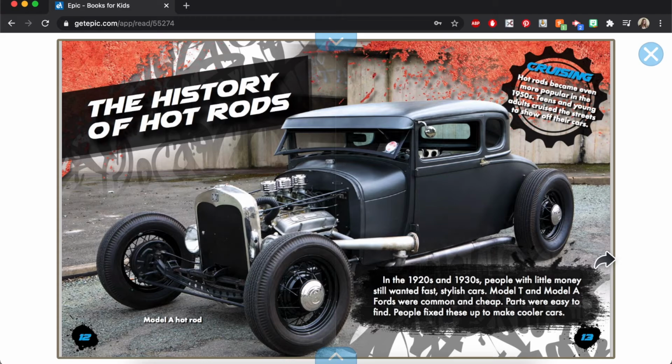The history of hot rods. In the 1920s and 1930s, people with little money still wanted fast, stylish cars. Model T and Model A Fords were common and cheap. Parts were easy to find, so people would fix these up to make cooler cars. So they would take apart an older car and then put newer parts into it to make it fast or to make it look cooler. So this is an example of that.